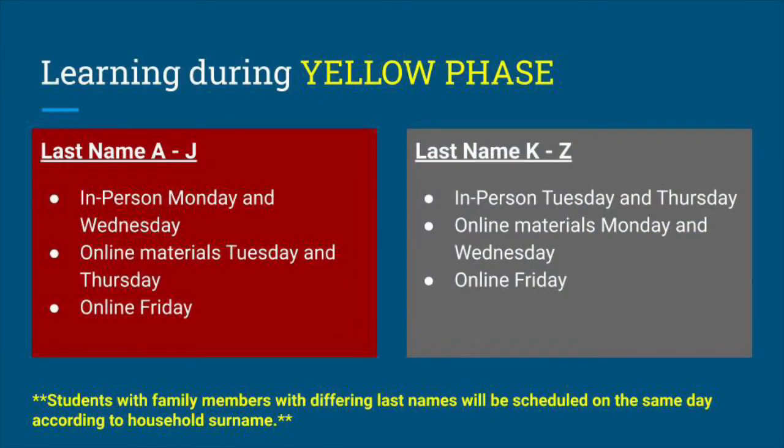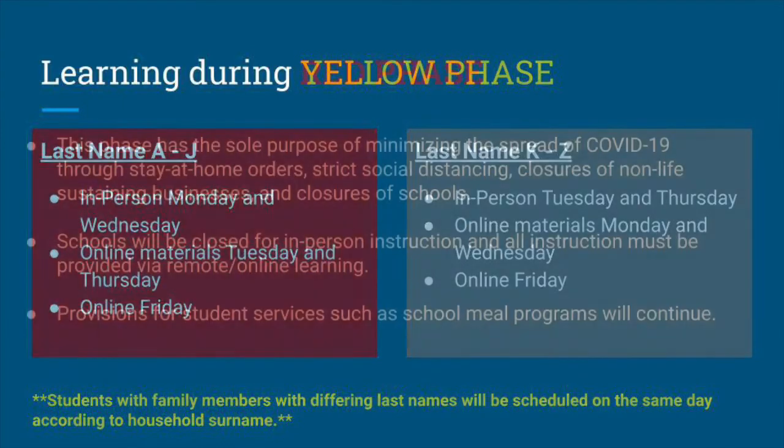In addition, so you know, during the yellow phase or the moderate transmission rate, we will come back in person with last names A to J and last names K to Z. We are going to try this the first 2 student days. So on Monday, August 31st, household surnames with the last names A to J will report. And on Tuesday, September 1st, last names K to Z will report.